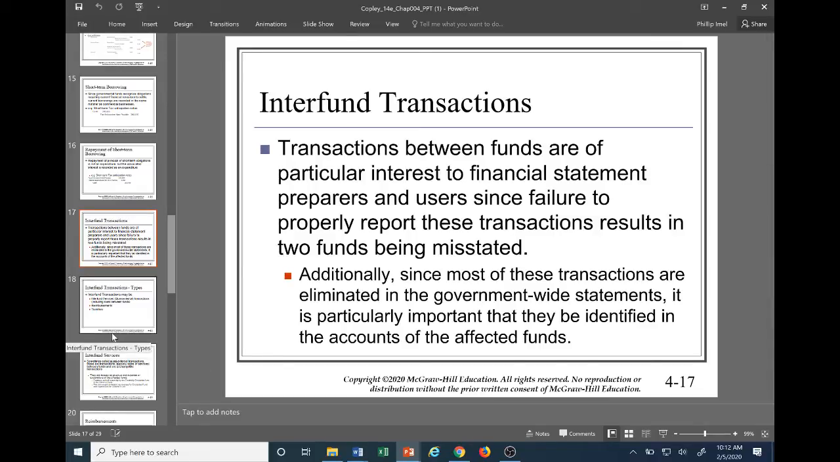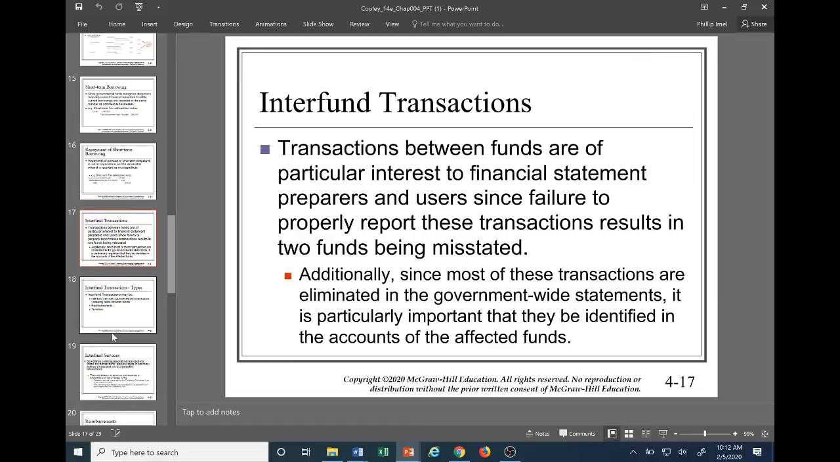Okay, interfund transactions. Remember, we have interfund transfers, right? But now let's talk about interfund transactions. These are transactions between funds, and they are of particular interest to financial statement preparers and users because failure to properly report these transactions is going to result in two funds being misstated. If we're not keeping up with that, then the two funds participating in those transactions are going to be misstated, obviously. The funds are going to be out of whack.